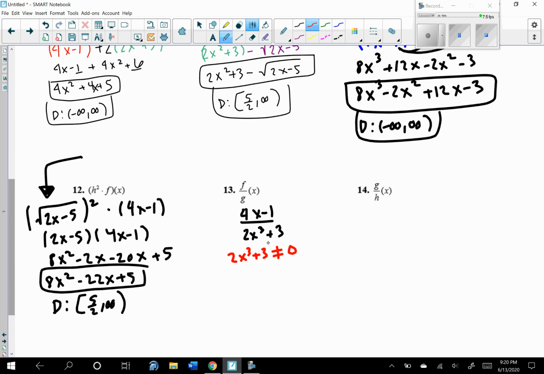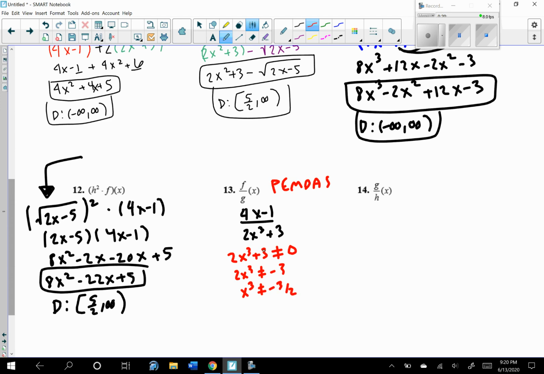Because it's not a radical, we don't do the greater than or equal to, or I should say not an even root. So when I solve 2x cubed not equal to negative 3, because you're going to subtract the 3 to the other side. Remember, you're doing PEMDAS backwards when you solve for the variable. Divide by that 2, so x cubed is not equal to negative 3 halves.